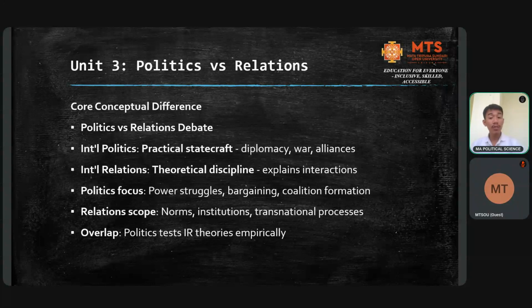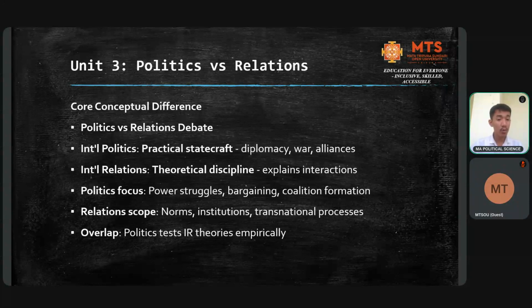Politics focuses on power struggle, bargaining, coalition formation. In international politics, they focus on the power struggle, how people are trying to gain more and more power, who is more powerful, how the negotiation happens between two countries or between many countries, and how coalitions are formed.